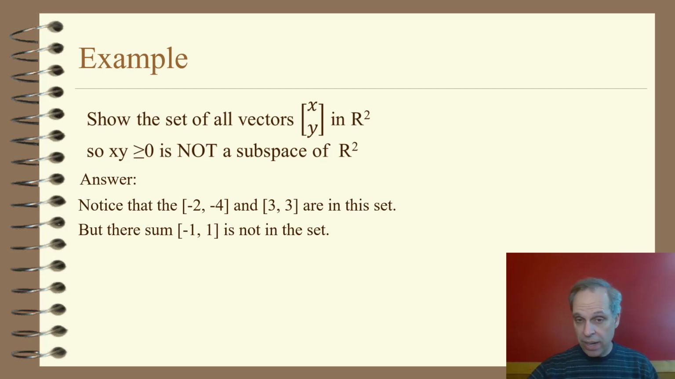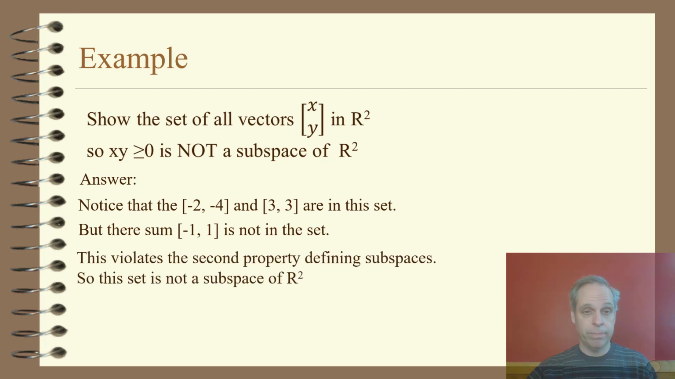So you can find two vectors in this set whose sum is not in the set. The set is not closed under linear combinations. So it's just not a subspace of R2.